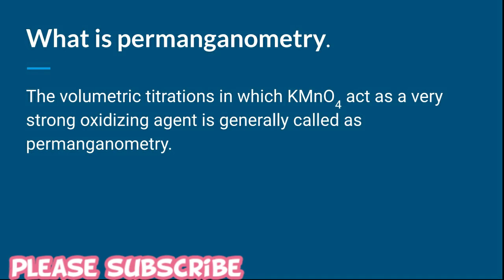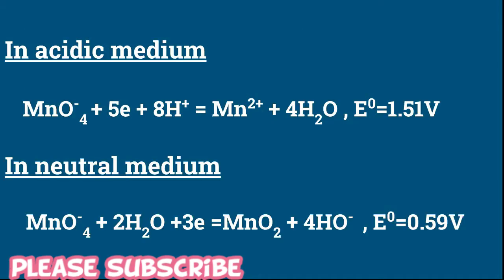So what is permanganometry? Permanganometry is basically the volumetric titrations in which KMnO4 acts as a very strong oxidizing agent. As we all know, in acidic medium, MnO4- accepts 5 electrons and gives Mn2+, and the reduction potential value is 1.51 volt. That is quite large, but it also acts as an oxidizing agent in neutral medium, but in that case the reduction potential value is quite low, that is 0.59 volt.